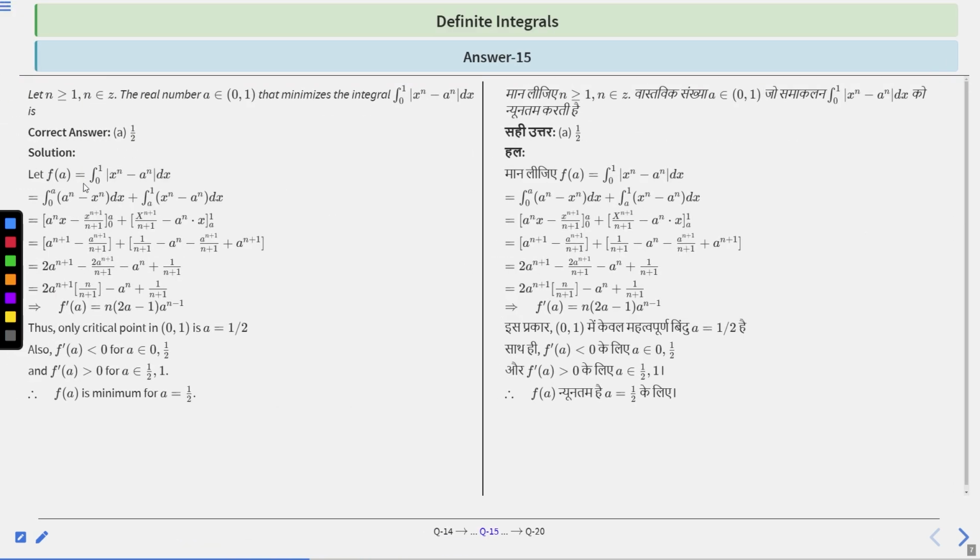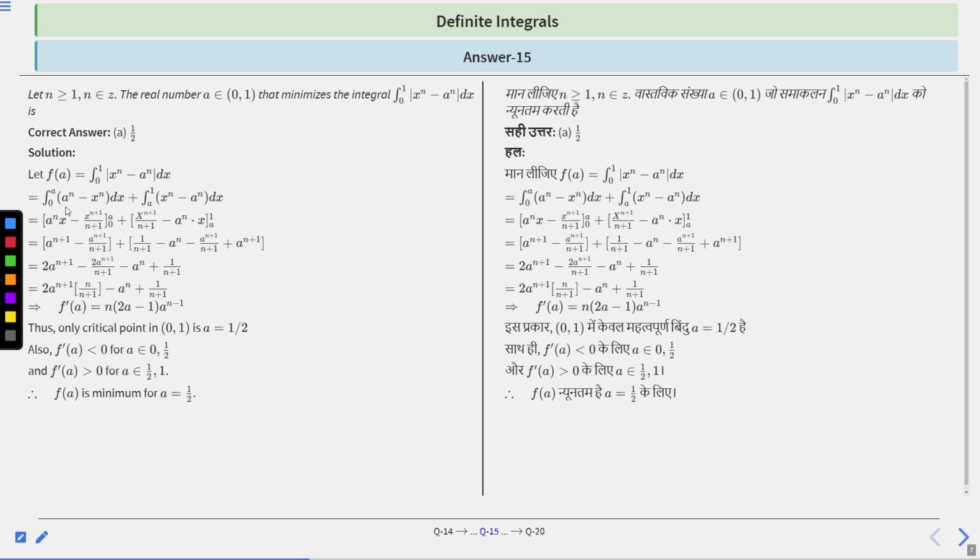See, what will f(a) be? Suppose f(a) is the integration from 0 to 1 of |x^n − a^n| dx, which is equal to the integration from 0 to a, as we have discussed, when x is between 0 and a, then |x^n − a^n| will be a^n − x^n, dx, plus the integration from a to 1 of x^n − a^n dx, right?